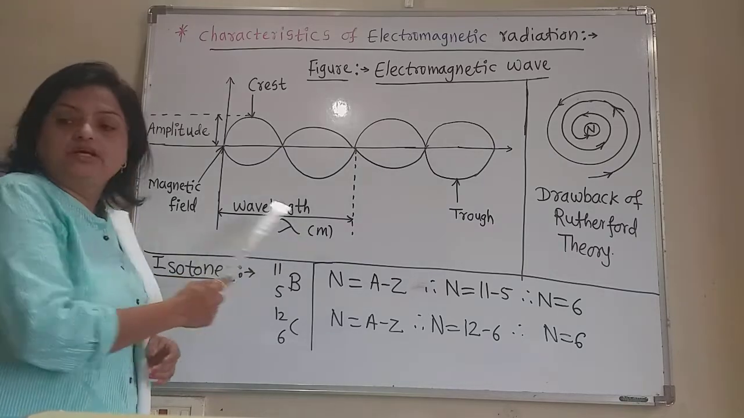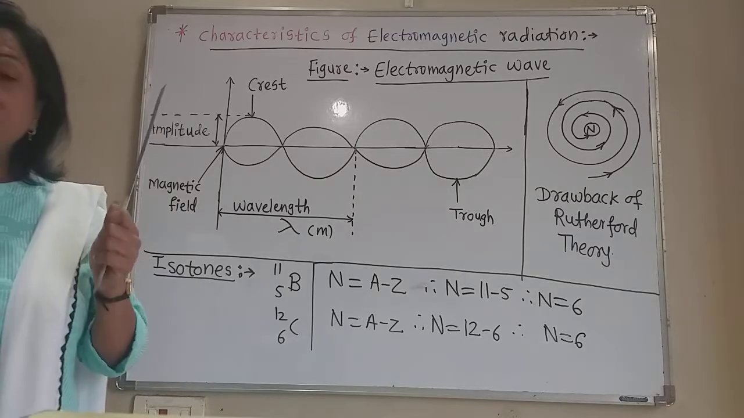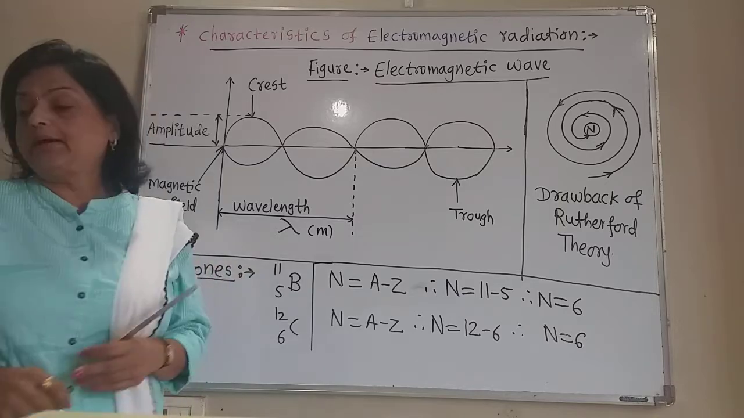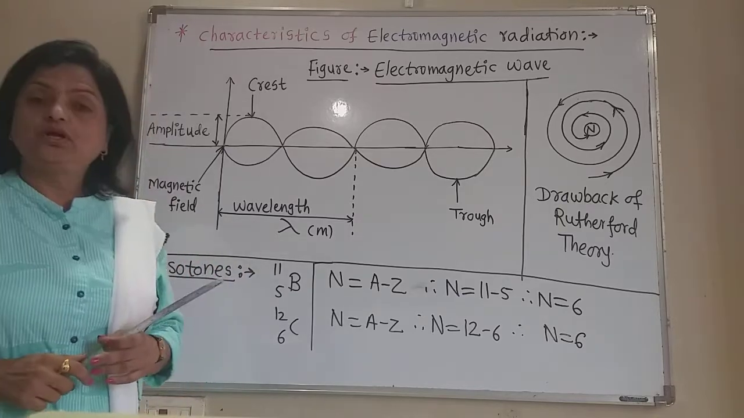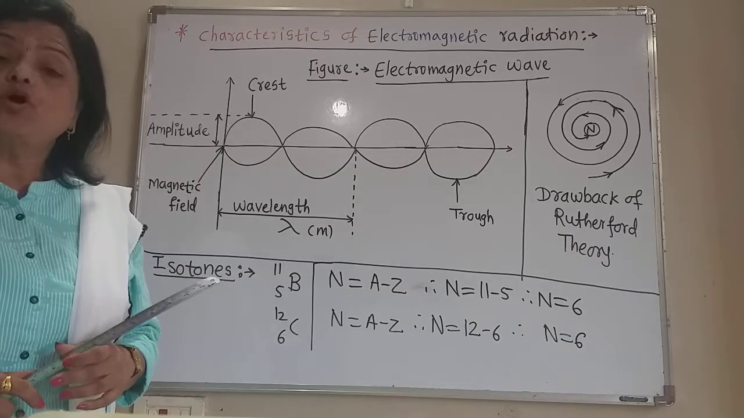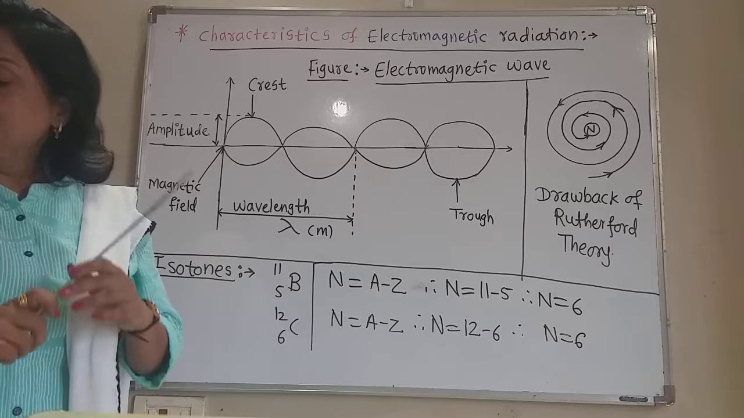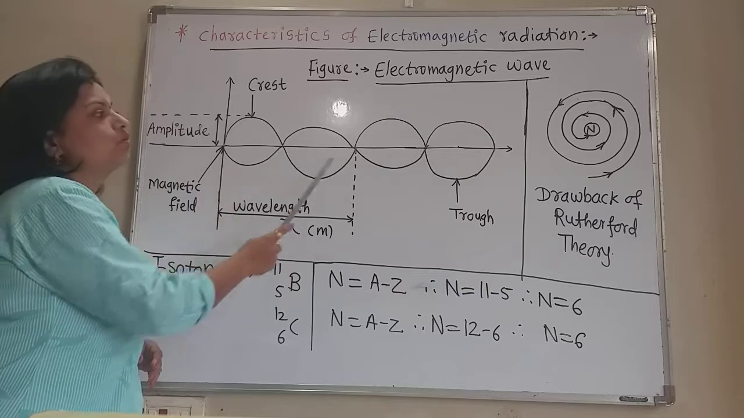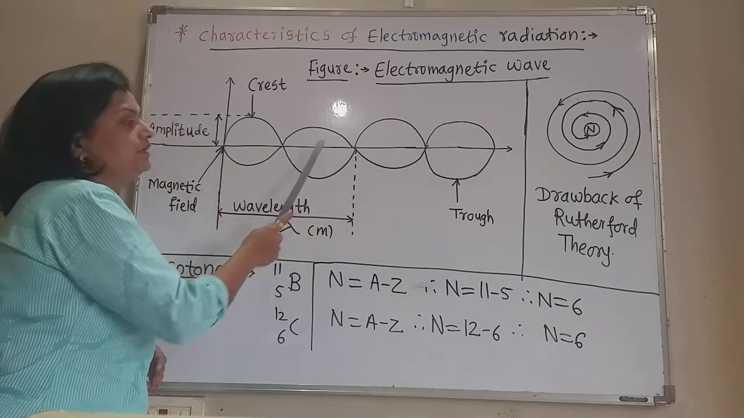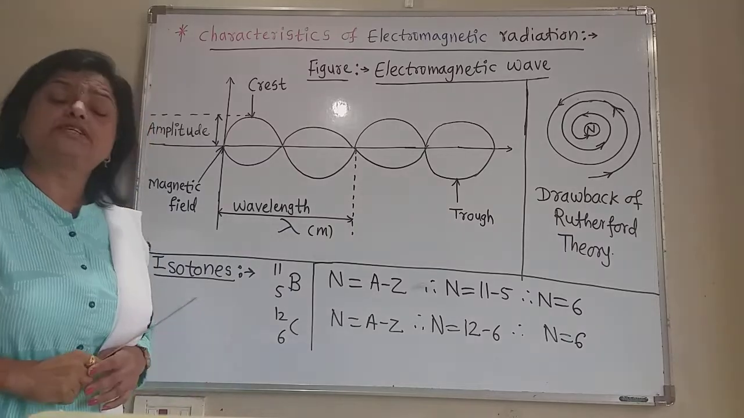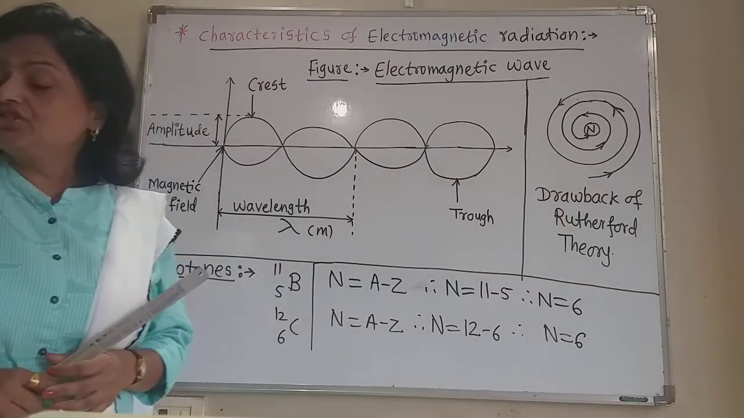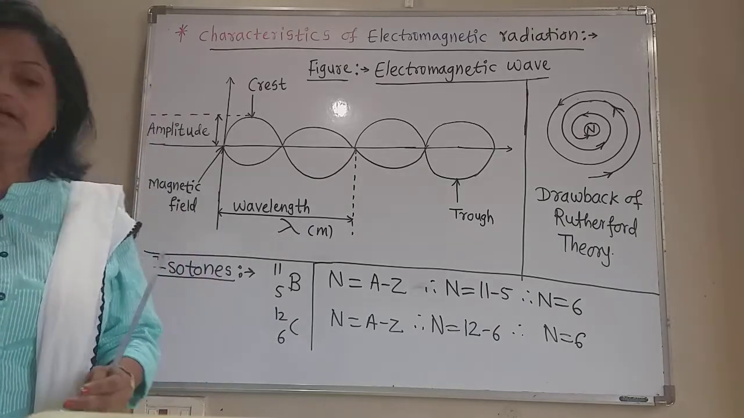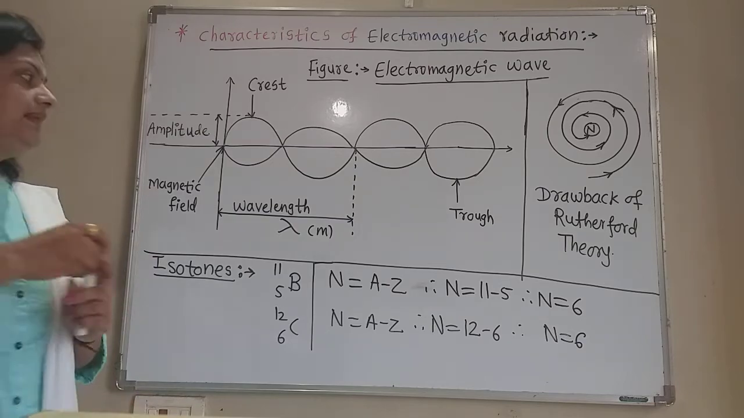Now this is about the wavelength. Wavelength is the distance between two consecutive crests or troughs, and it is denoted by the Greek letter lambda. Now come to the frequency. Frequency is the number of waves that pass through a given point in 1 second. Frequency is denoted by the letter nu, and nu is a Greek letter.